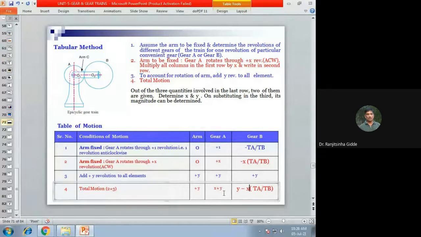Then we can find out the speed of gear B. Or suppose the value of gear A is given, the value of gear B is given, then we can find out the value of the arm rotation. So this is about the procedure to find out speeds of elements in an epicyclic gear train. Okay.